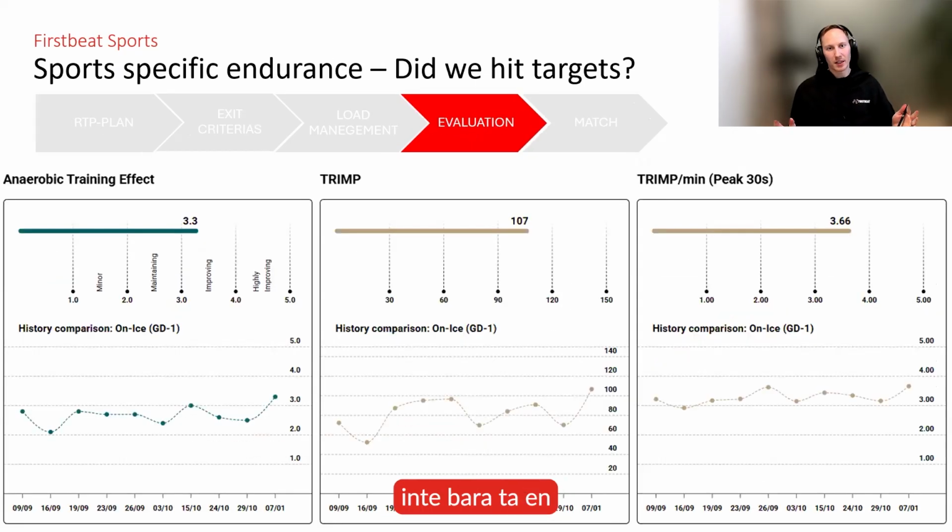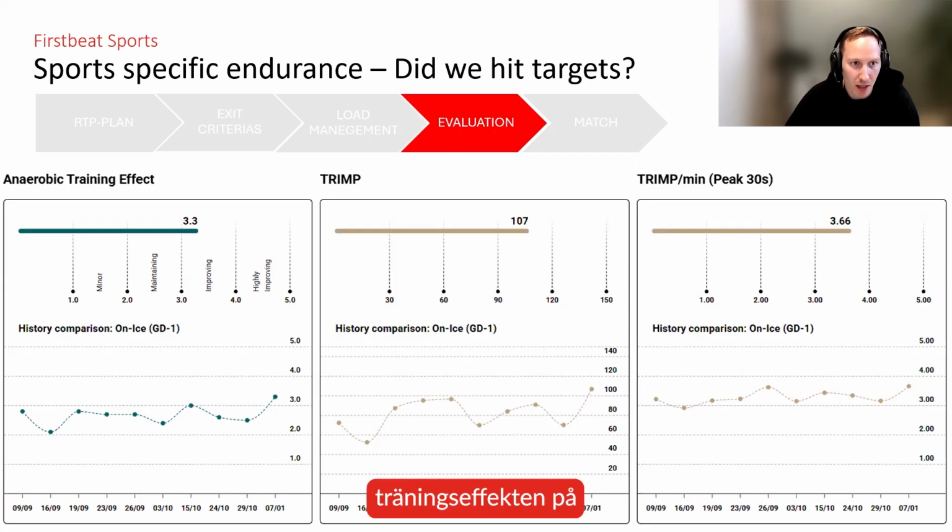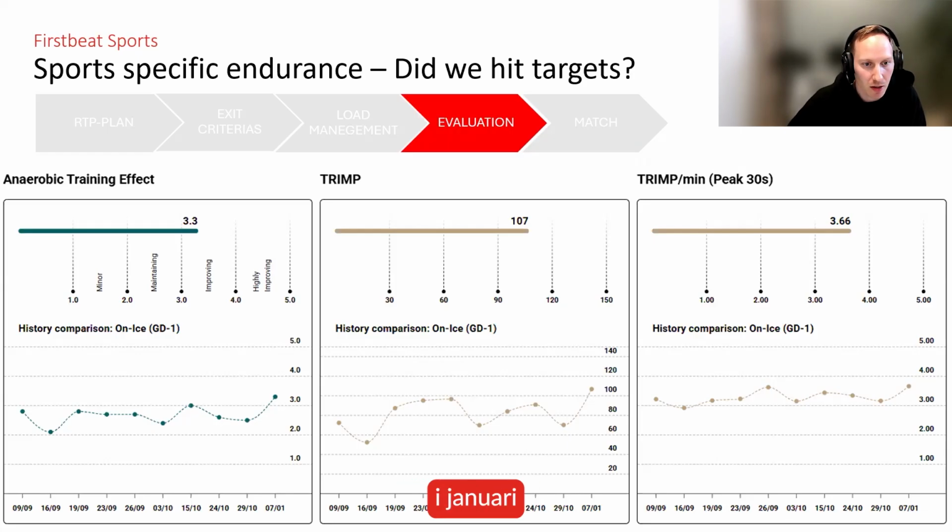Then we don't only want to have a look at aerobic endurance, also the sport-specific endurance matters, and actually it matters more than just the aerobic endurance. So the coach had a look at what our game day -1 looked like now compared to pre-injury values. And when we are first looking at the aerobic training effect on the left side, we see that it's a bit higher on the 7th of January.